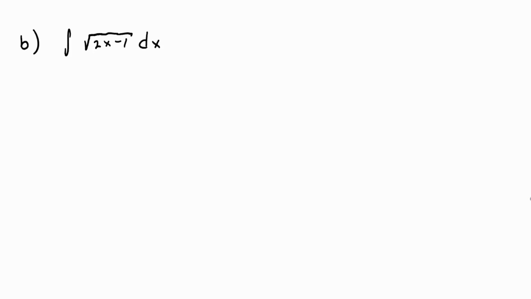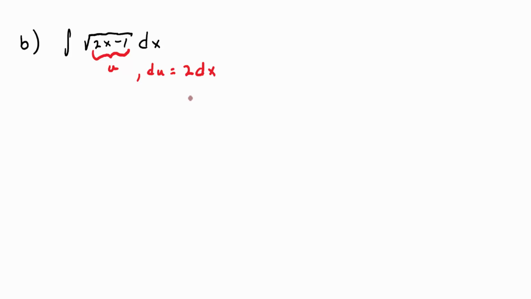Okay, in part B, we're integrating the square root of 2x minus 1 dx. So what would you let u equal? Yeah, you can think of the square root as a grouping symbol, right? So I would let u equal just the guy underneath the radical. But then what's du? Technically it's 2 dx, isn't it?